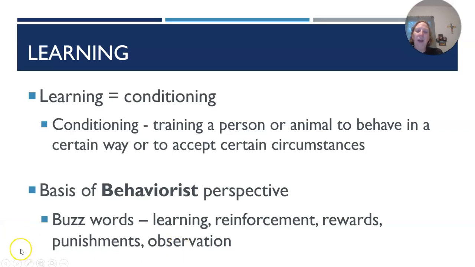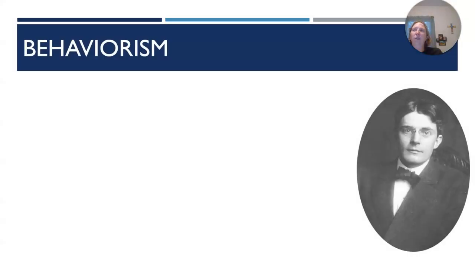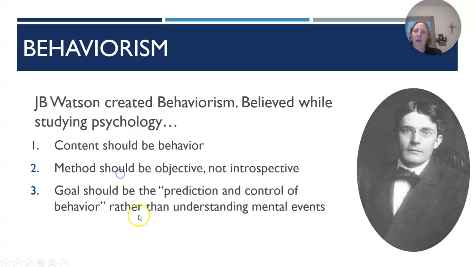And the buzzwords for that perspective included learning, reinforcement, rewards, punishments, and observation. So these words are the foundation of behaviorism, which was created by this man named J.B. Watson. And he is a big deal guy. He was in 1908 the chair of Johns Hopkins University Psychology Department. He was later elected the APA president in 1915. I mean, this was a long time ago. That picture should give you a pretty good clue that that's what I'm talking about.